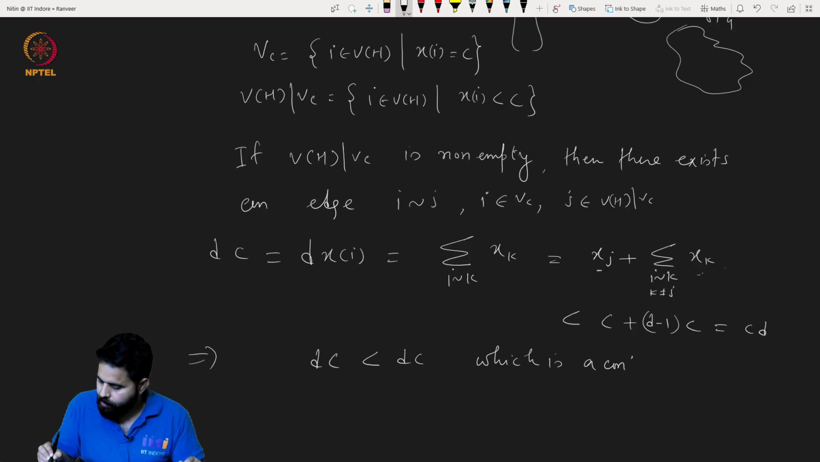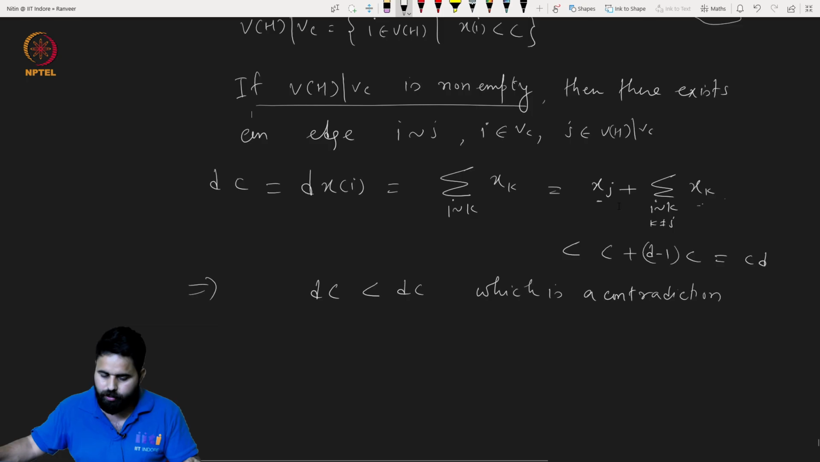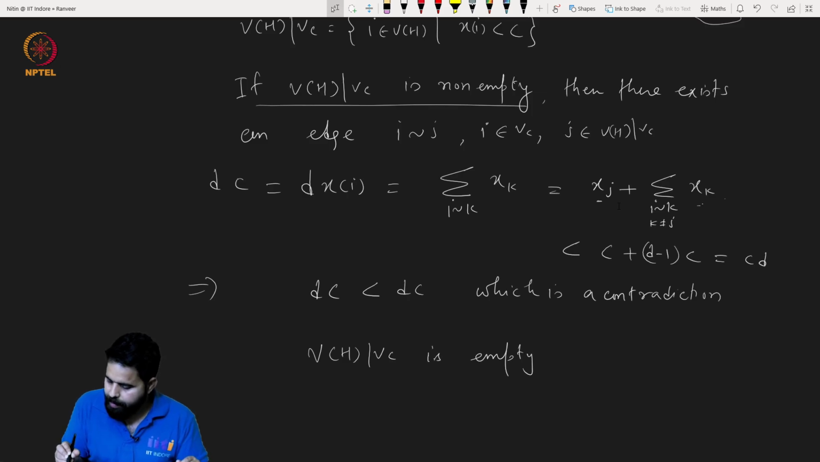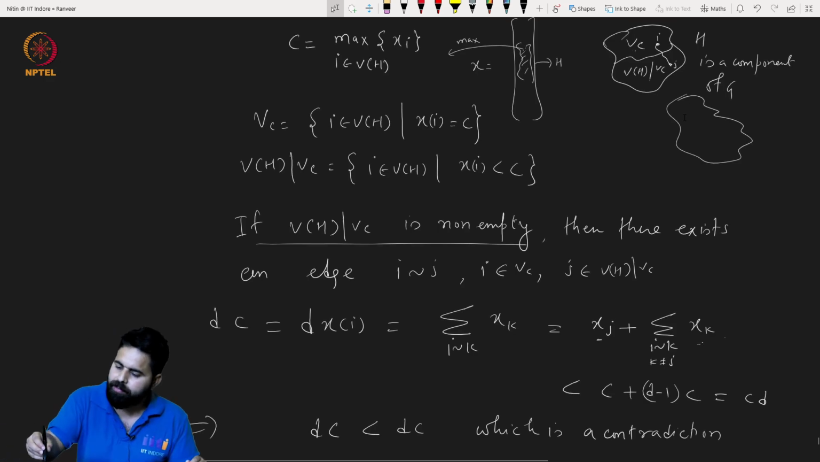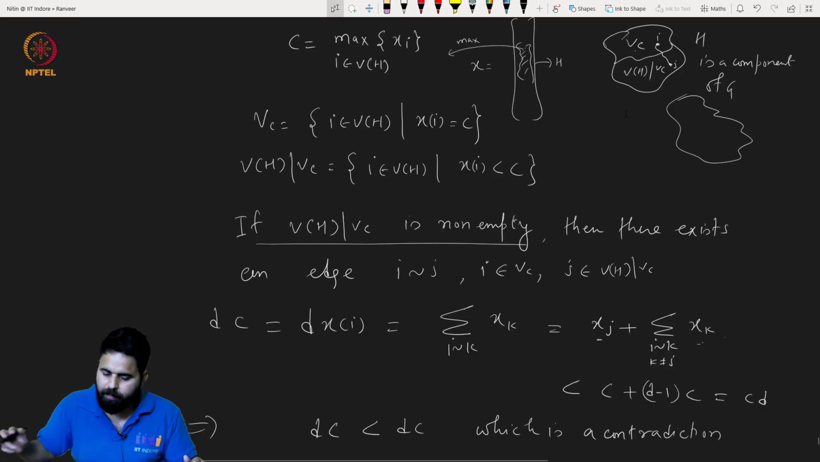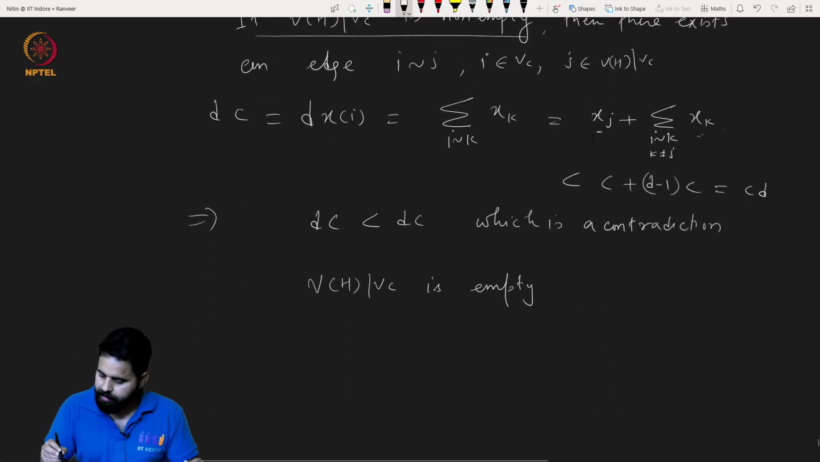This is a contradiction. That means our assumption was wrong, that means this part is wrong. Hence, B_H minus V_C is empty. That means every vertex is in V_C. Basically V_C is the whole vertex set of H, which in fact implies that every entry is equal to C. Every entry is constant, and the result follows. Very simple stuff.